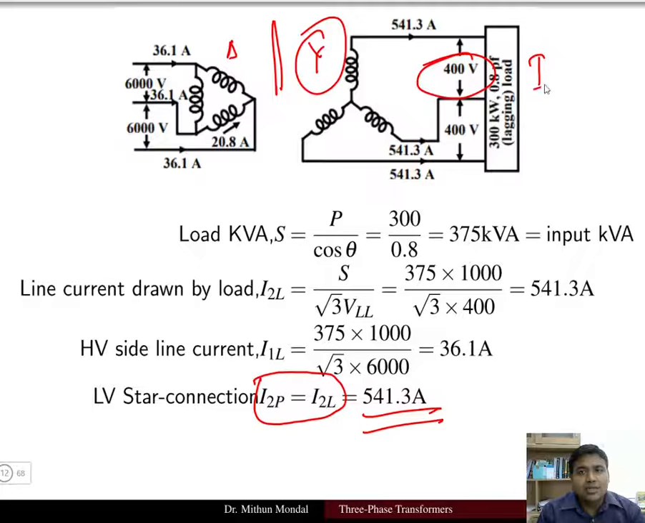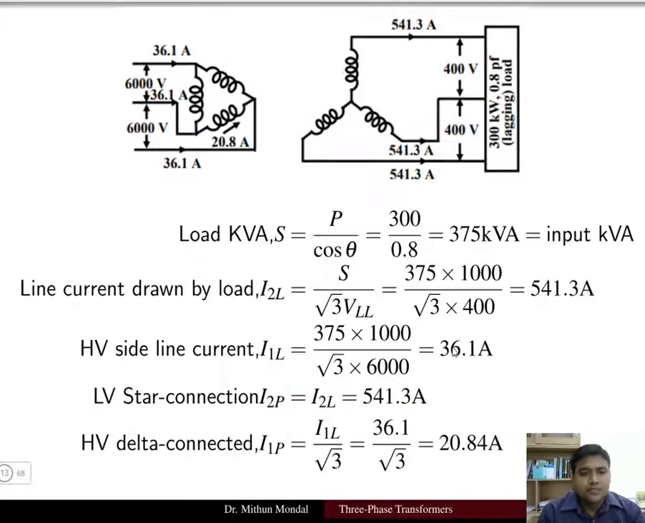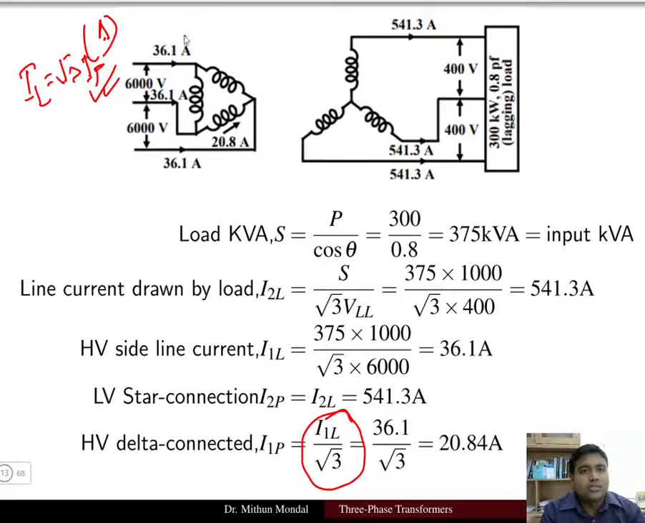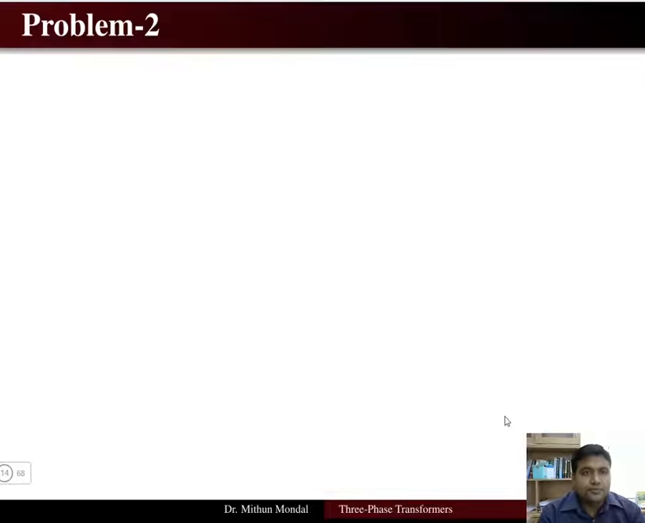So we know that line current is equal to phase current for a star connected system. So here the phase current will be 541.3. Whereas on the high voltage side, we know that the line current is equal to root 3 times the phase current for a delta connected machine. So phase current we can calculate as line current by root 3, and we have already obtained 36.1 ampere as the line current. So 36.1 ampere divided by root 3 will give you 20.84. So 20.84 is the phase current which is flowing on the high voltage side of the transformer.